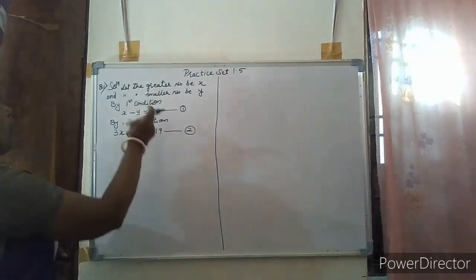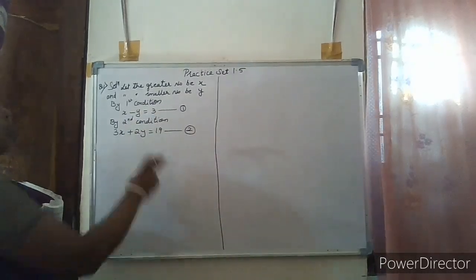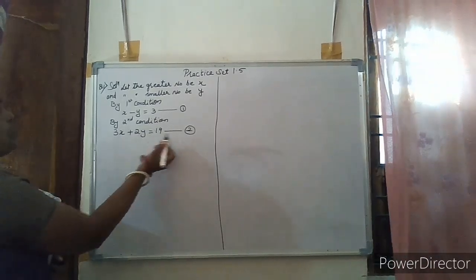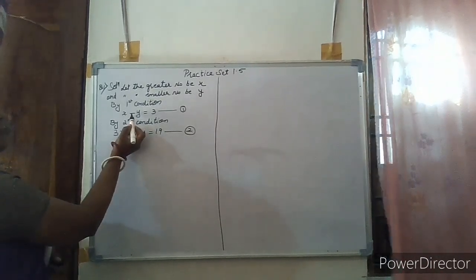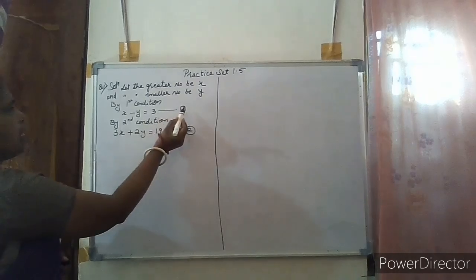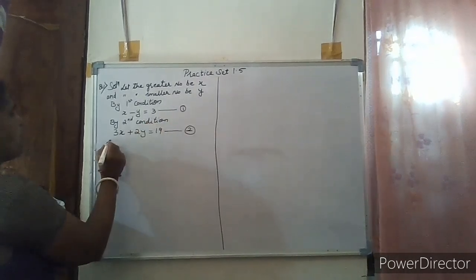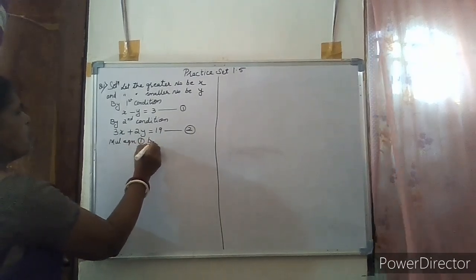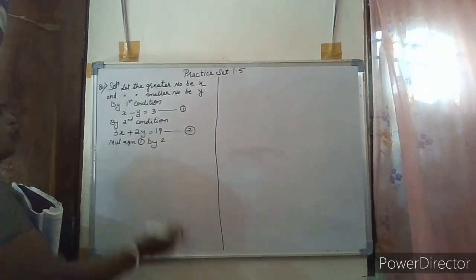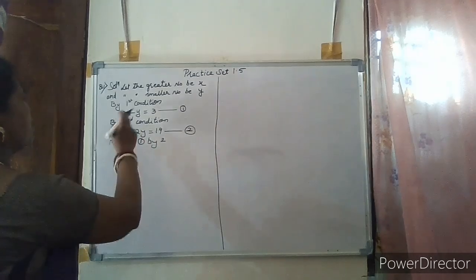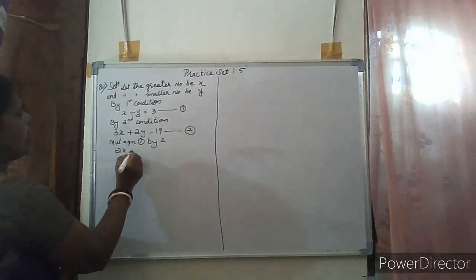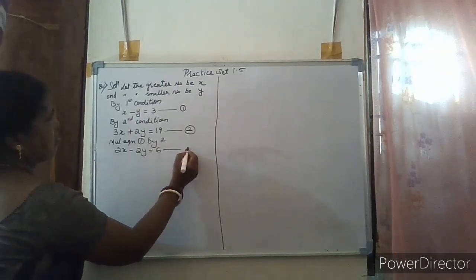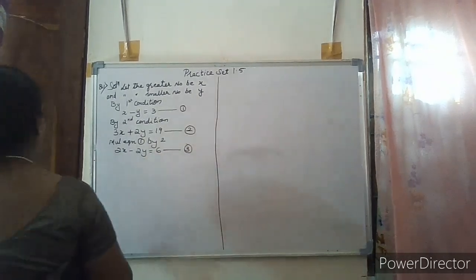So, observe equations 1 and 2. You can see the coefficient of y in equation 2 is 2y and here it is only minus y. So, I can easily multiply equation 1 by 2. When I multiply equation 1 by 2, it is 2x minus 2y is equal to 2 threes are 6. This is equation 3.